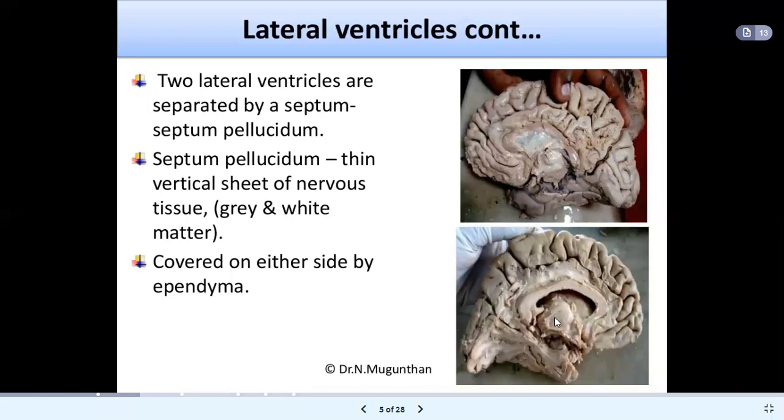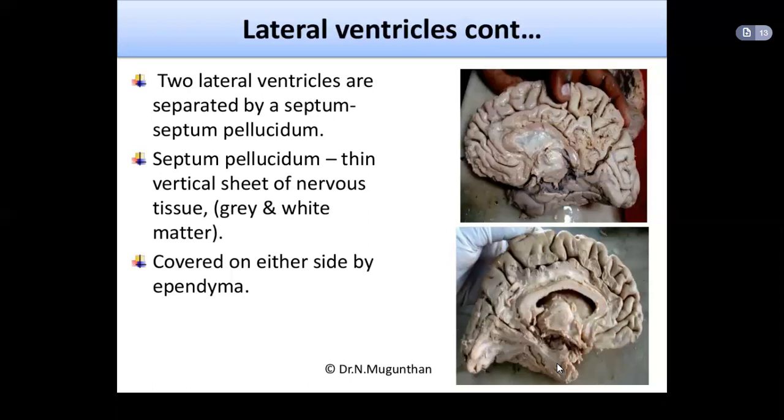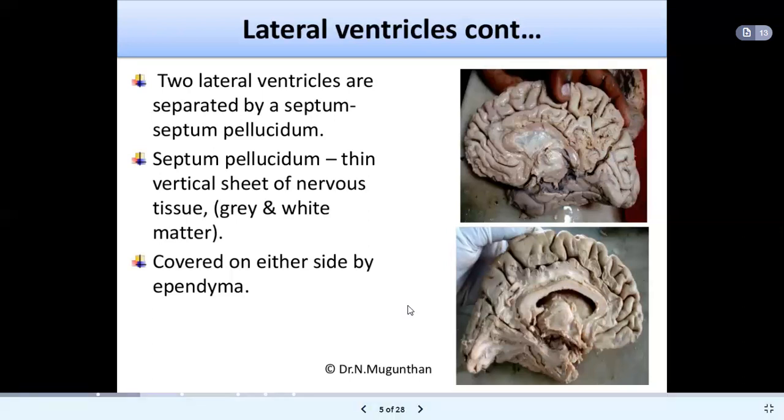This is the thalamus. Between the right and left thalamus, the cleft is the third ventricle. Lateral ventricle, third ventricle. And as you come down, in the hindbrain, behind the pons and medulla and in front of the cerebellum, we have the fourth ventricle. They are lined on either side by specialized cells called ependymal cells.